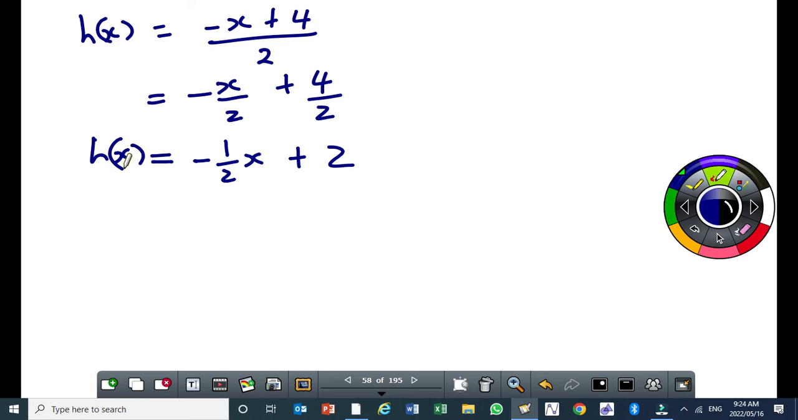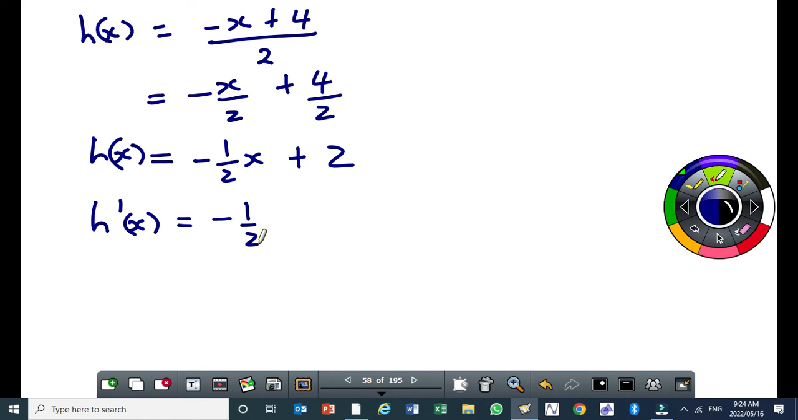It's linear. And what did I say about the derivative of a linear function? So what, sir? What did I say about the derivative of a linear function? It's what? Thank you. So our answer here is h prime of x will be the coefficient of x. That's our gradient. So that will be minus a half.